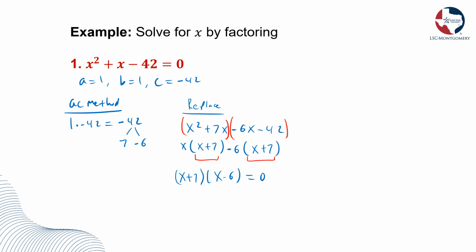So now that we factored it, all we got to do is set them both separately equal to 0 and solve for x. So if we subtract 7 here, we get x equals negative 7. And if we add 6 here, x equals positive 6. So that right there would be the solution to the quadratic equation.